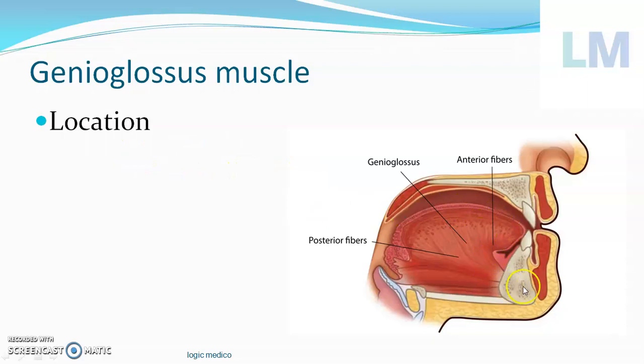Location: this muscle is there from the mandible to the tongue. So it is there in the oral cavity basically. The location of the genioglossus is within the floor of the oral cavity, to be specific.